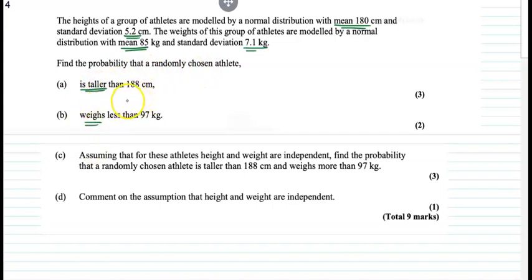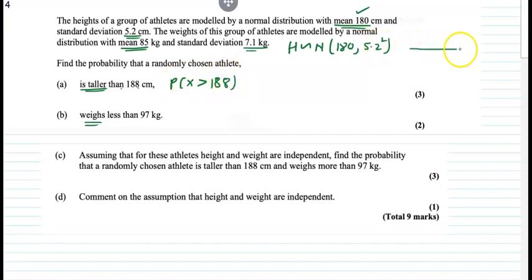Okay, so here we are discussing two things, height and weight. Suppose let's take height is distributed normally and it is given 180. Okay, and standard deviation is 5.2, so it is 5.2 squared. Okay, for height it is showing taller than 188. It means P(x greater than 188), that you need to find.